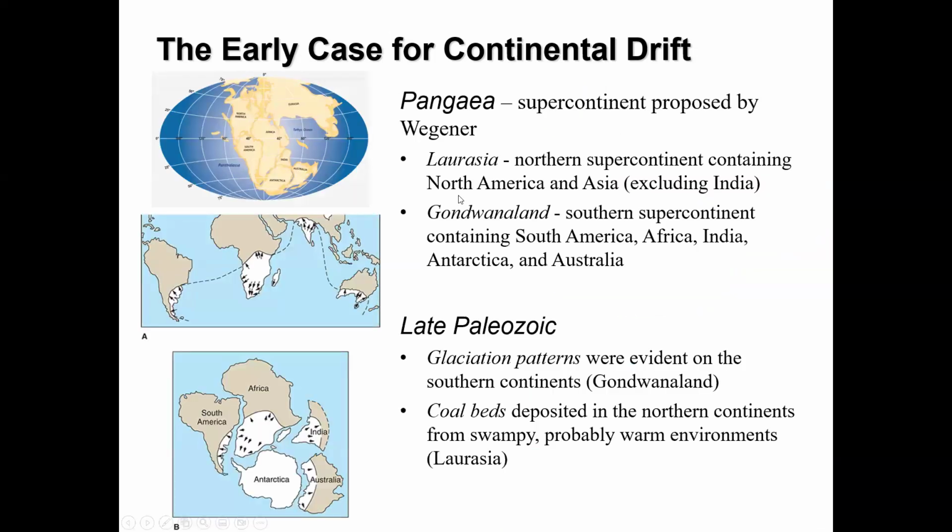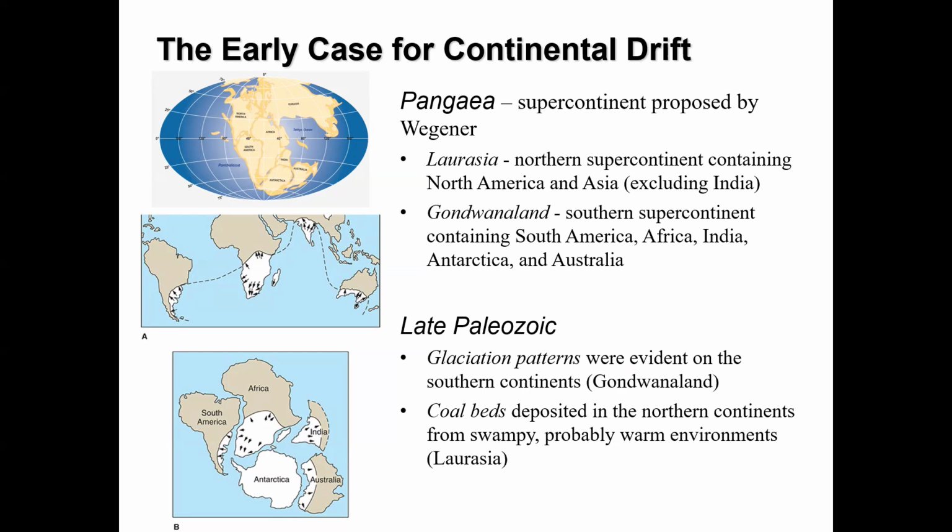So here, Pangaea. You've probably heard of the term Pangaea before. This was the supercontinent that was proposed by Alfred Wegener, and it's made up of two parts. Laurasia is the northern part of the supercontinent, and that contains North America and Asia.